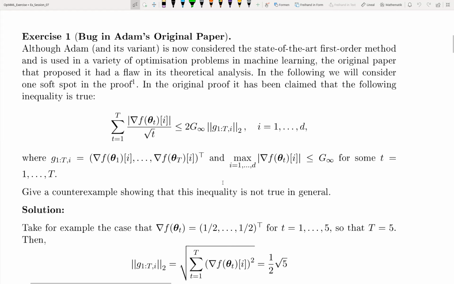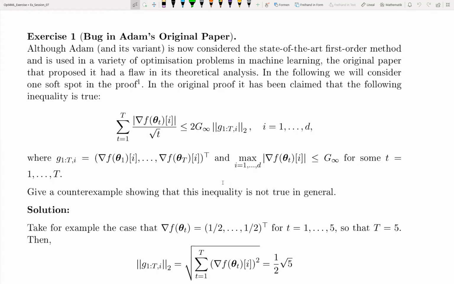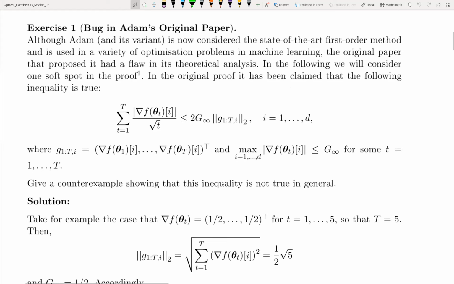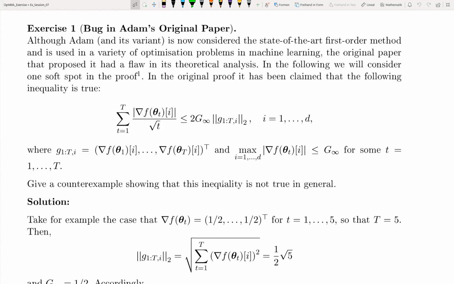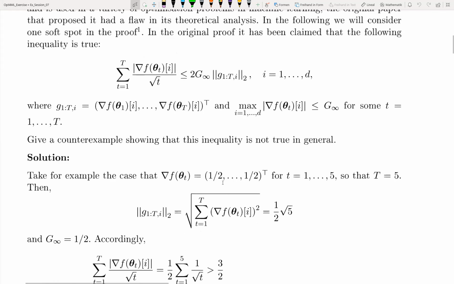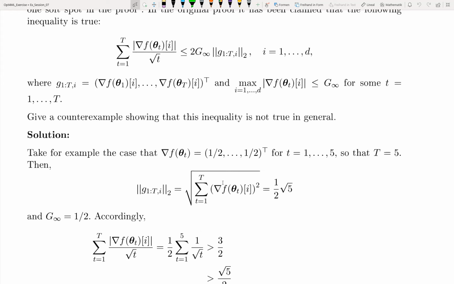And already this inequality is not true. There are other inequalities, in fact, in the proof of Adam, which are not true, but it's already breaking down here. So it was simply too easy, the proof which they gave, and we will show here why it's not true what they are stating here in fact. And it's in fact really simple how you can construct a counterexample.